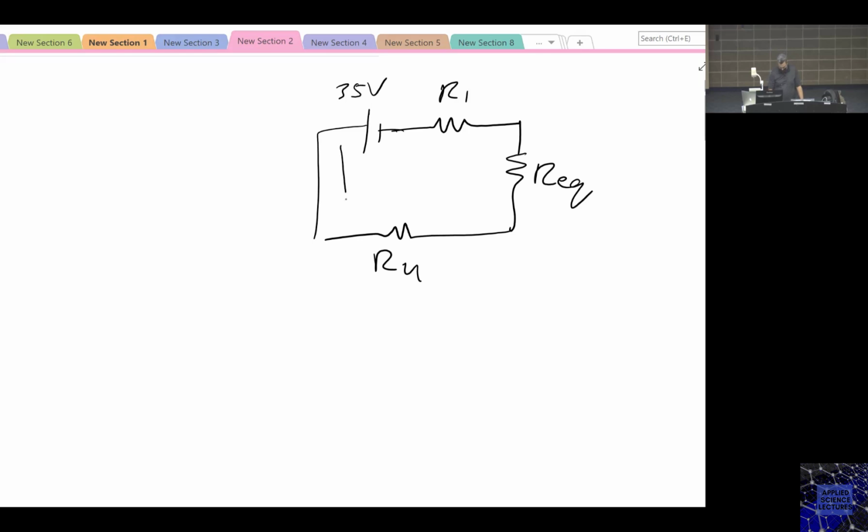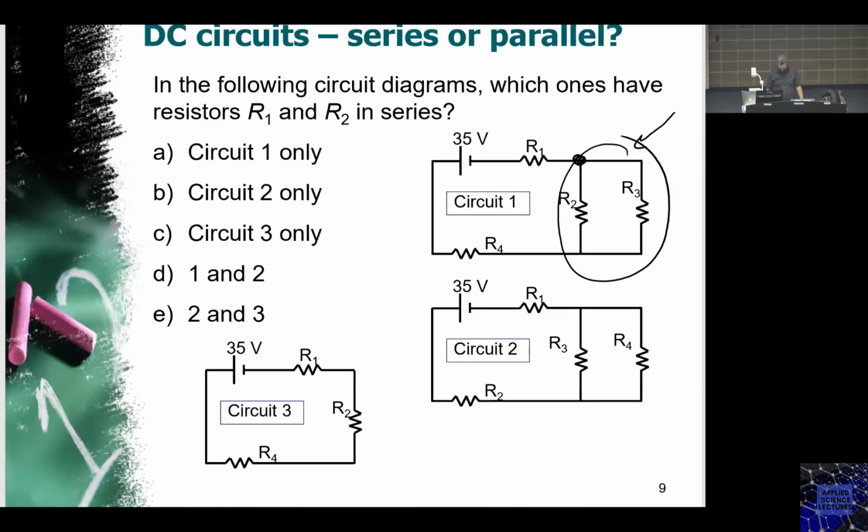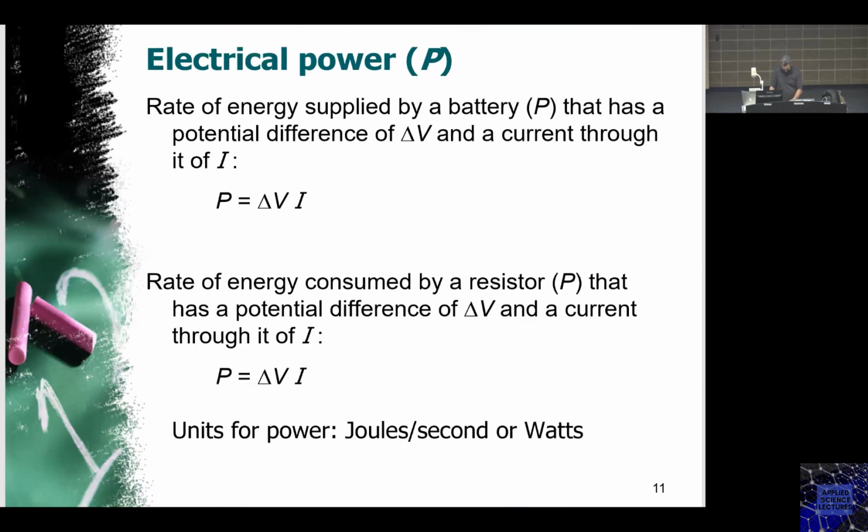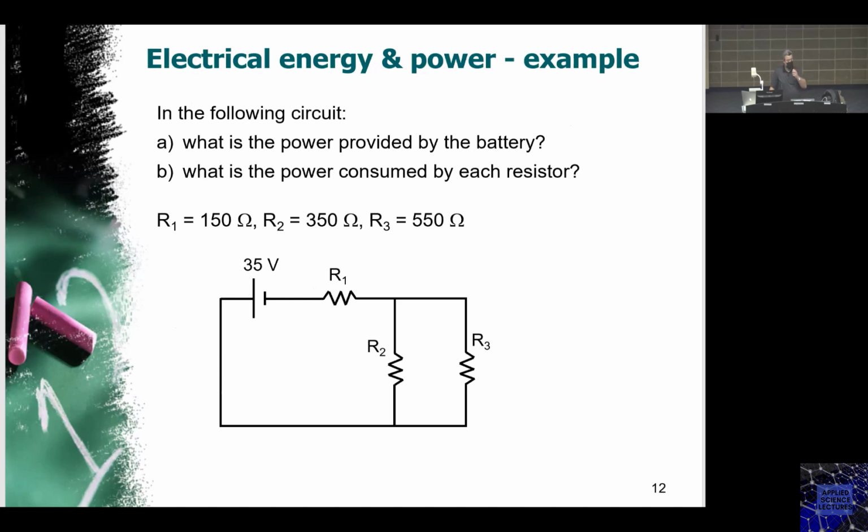Look at the current. So now we know what series and parallel mean and how to identify components that are in series and parallel. So we solved several examples, and then we introduced the power, and we said that the power equals the potential difference times the current for any component.